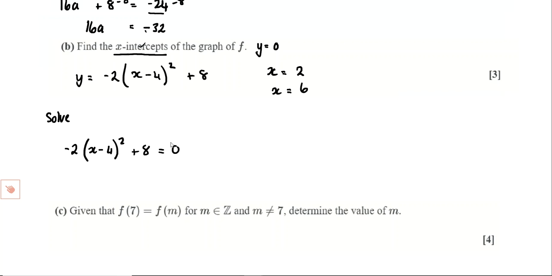I wouldn't actually, no. Expanding the brackets is not always the way to go. I want to get rid of stuff first. So let's get rid of the 8. So let's subtract the 8. And let's do negative 2 times x minus 4 squared is equal to negative 8. Now what can we do?